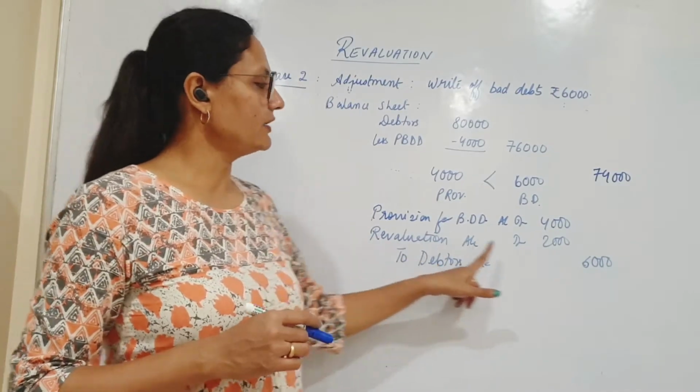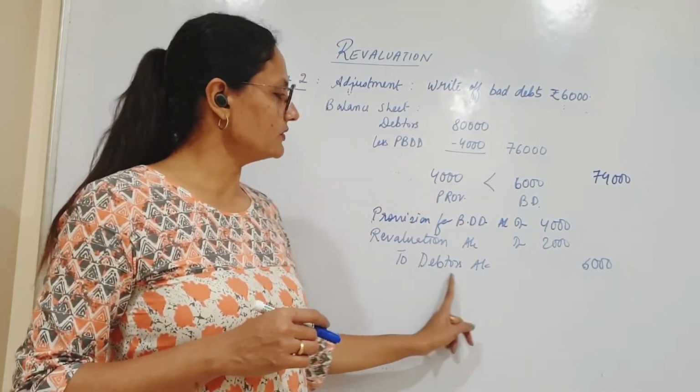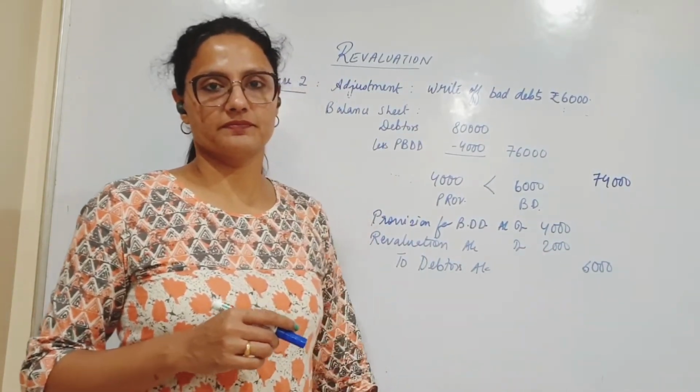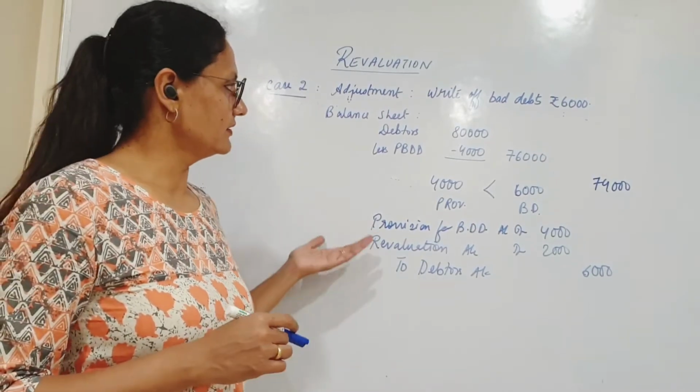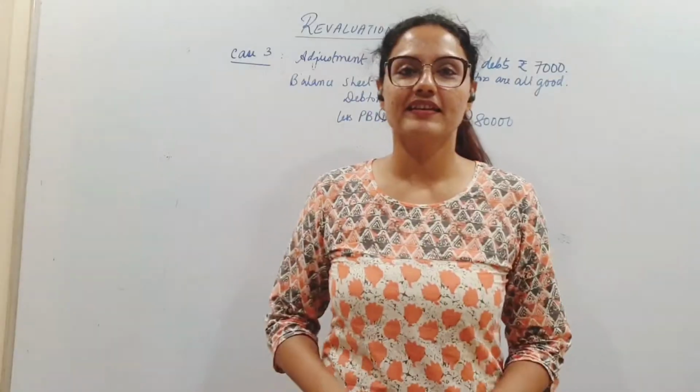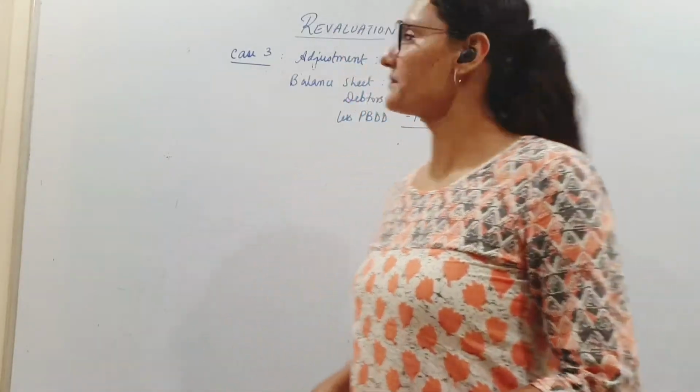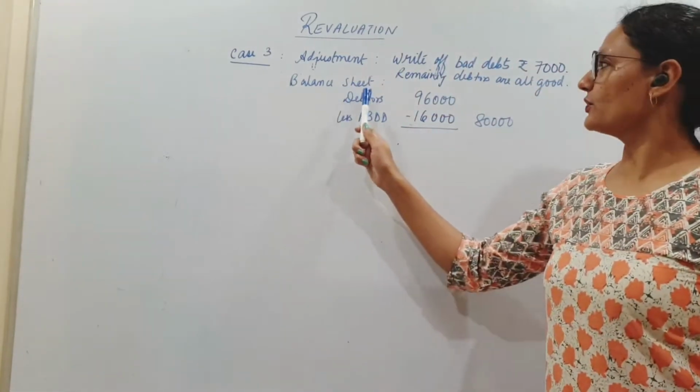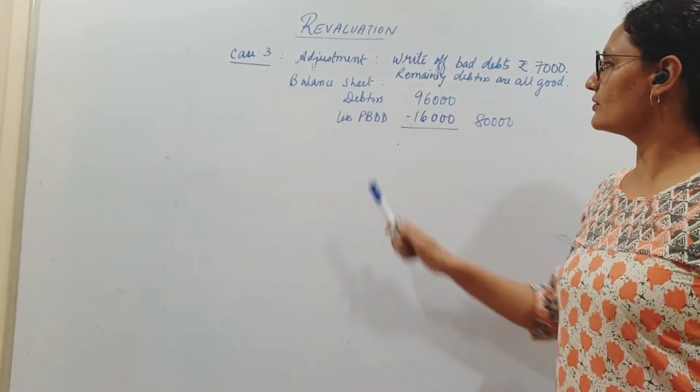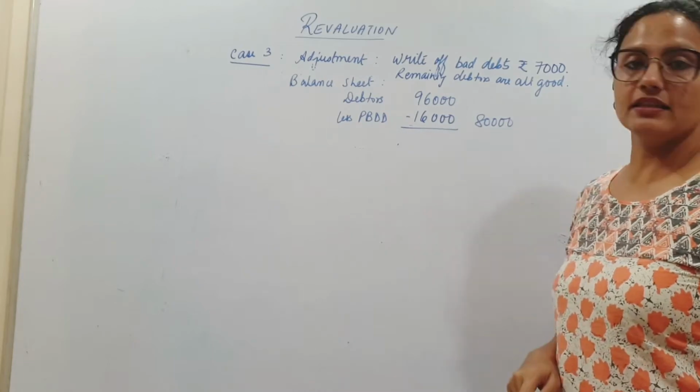You will write the revaluation debit side. You will write 2 debtors 2,000. Alright. So this is case 2. Now case 3. Balance sheet shows debtors at 96,000 and provision at 16,000.